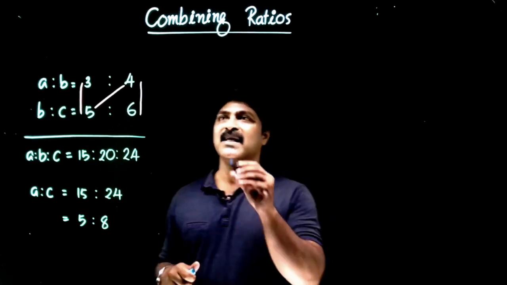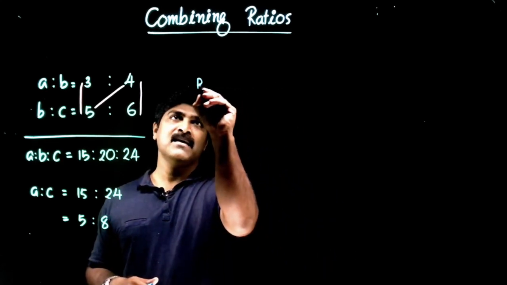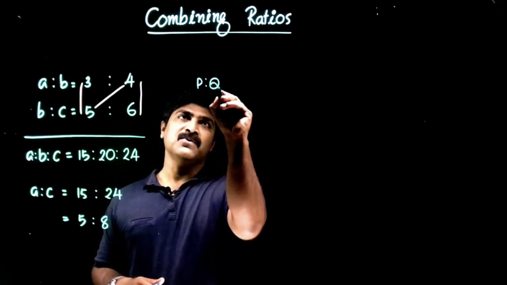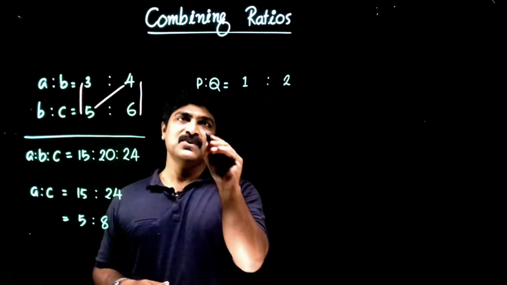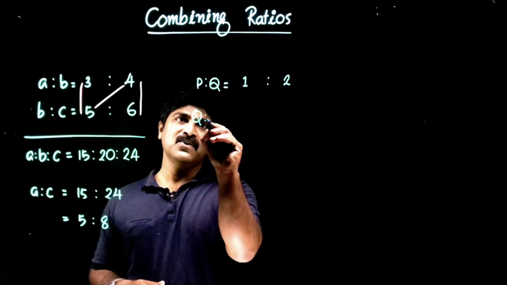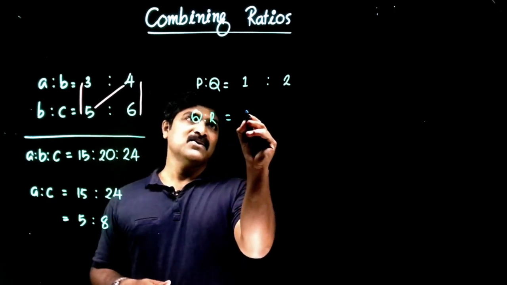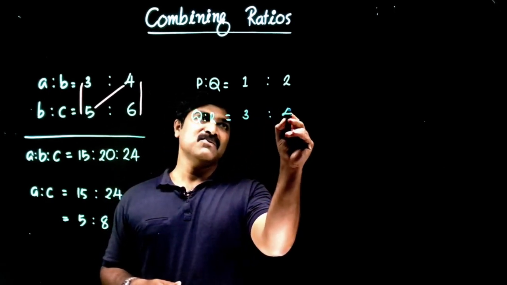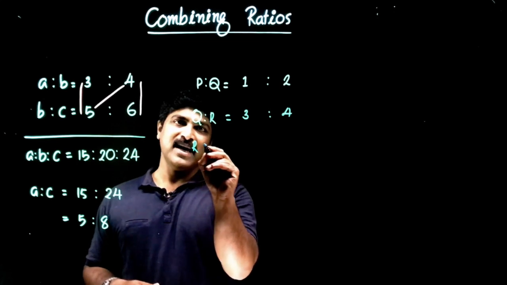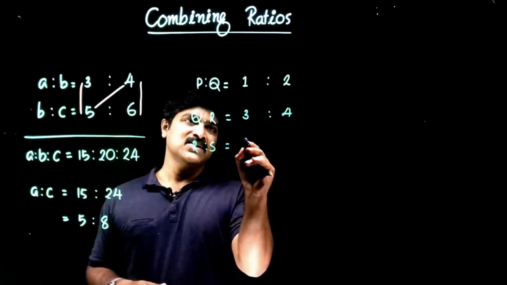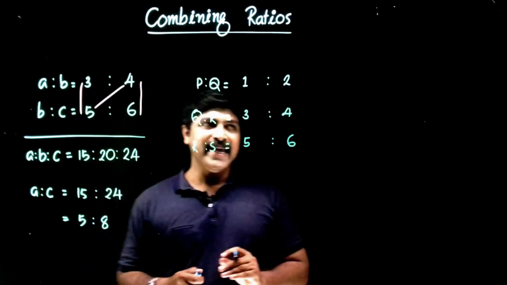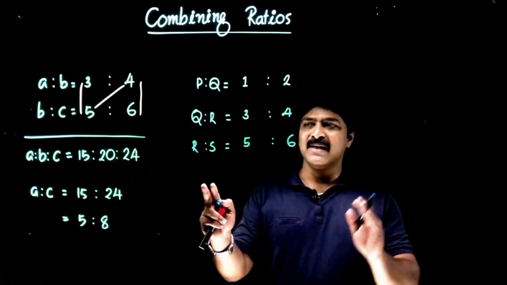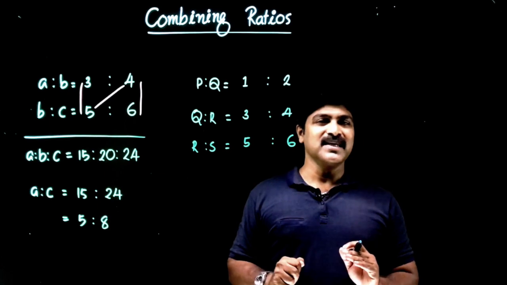Suppose we consider another example here. P is to Q is 1 is to 2, and Q is to R is 3 is to 4, and R is to S is 5 is to 6. Here, how do we combine these three ratios together?